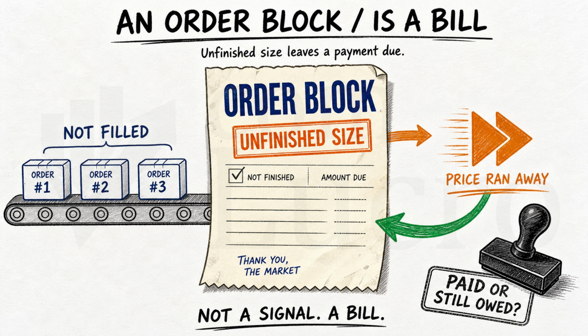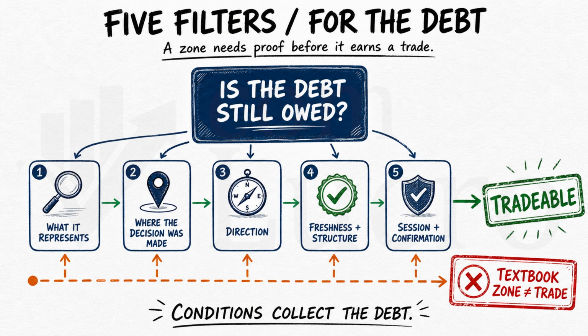Which changes the question. Not, is this a valid order block? Almost all of them are. But is this debt still owed? And am I standing in the right place to collect it? That's today. What an order block really represents, how to mark where the decision was actually made, and 5 conditions that separate the zones that still owe you something from the ones the market quietly settled without you.